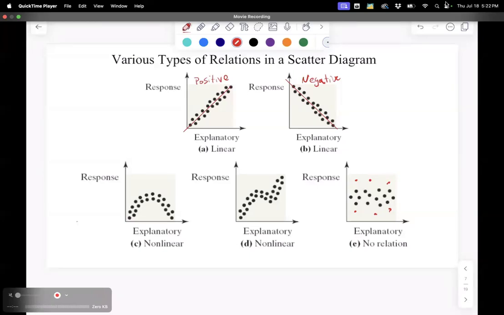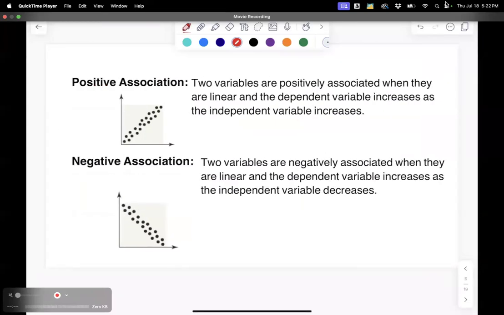Let's take this a step further onto the next page. So a positive association, I already kind of mentioned that. If it has a positive slope and it looks linear, then it has a positive linear relation. So as my independent variable increases, so does my dependent variable. So they both go up, they both get bigger. That is a positive relation, positive association.